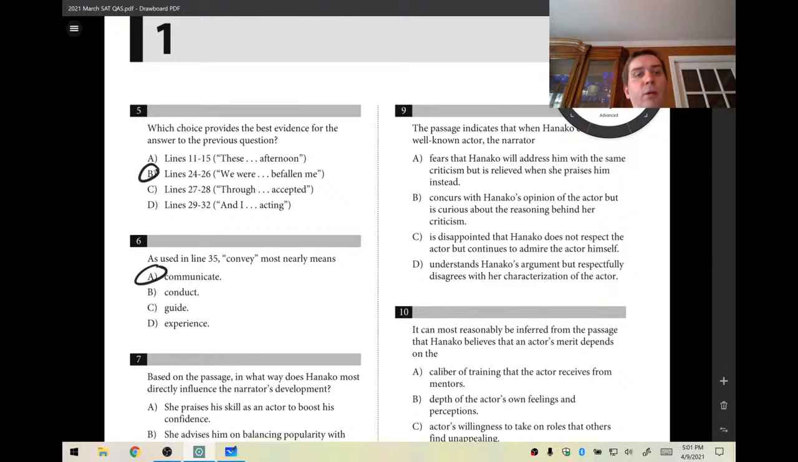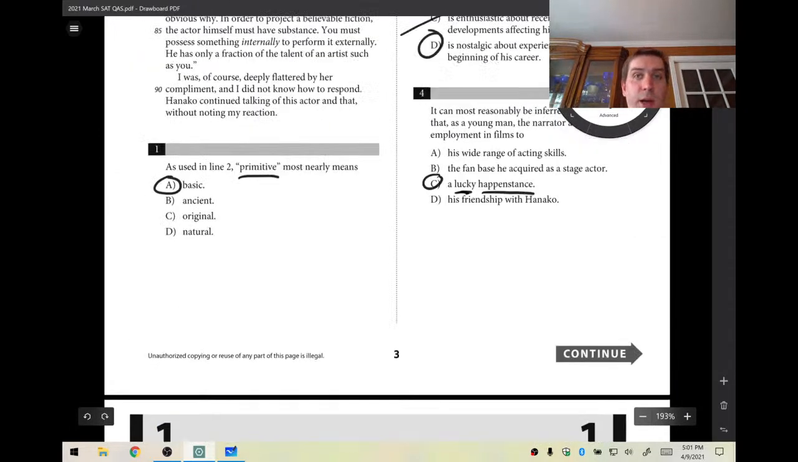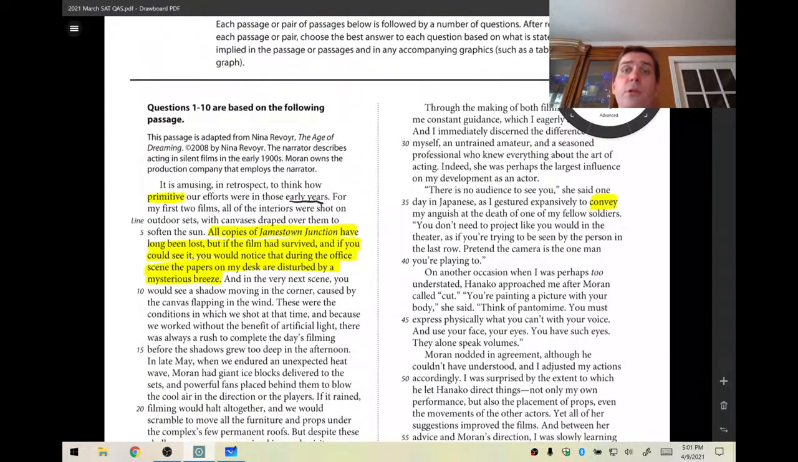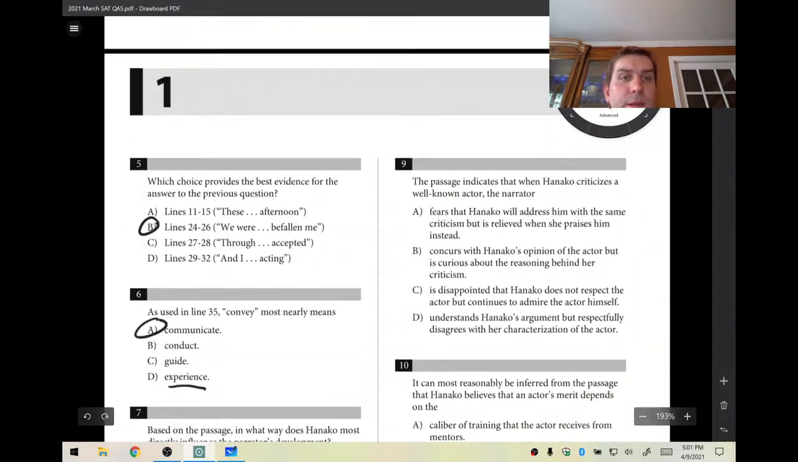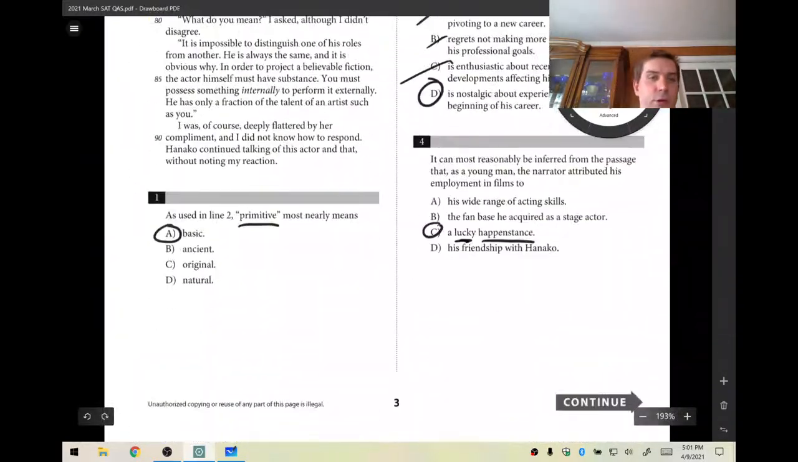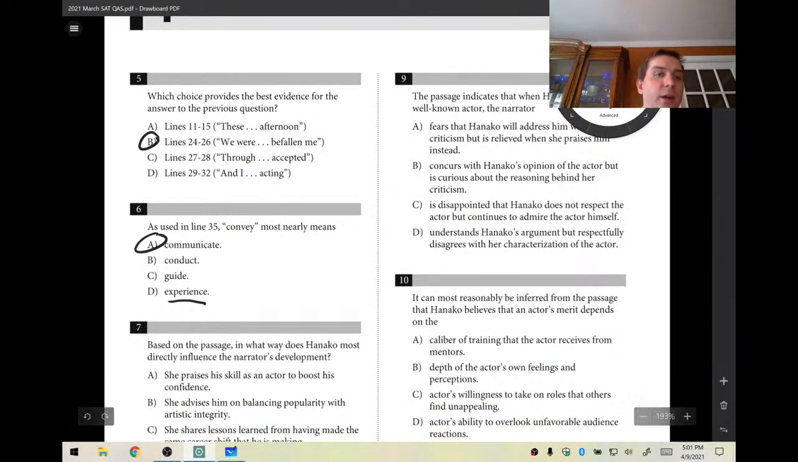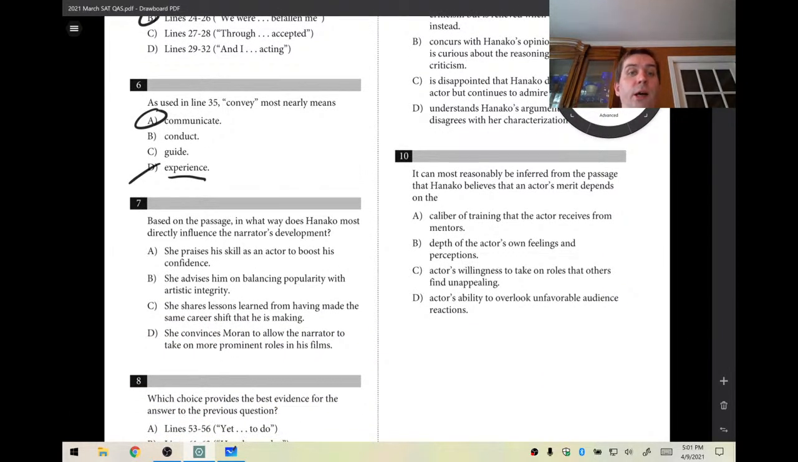Let's try a wrong answer. Let's try experience. It should make gibberish. I'm just going to read this word experience in for convey. See what happens. "There's no audience to see you," she said one day in Japanese, as I gestured expansively to experience my anguish at the death. That makes no sense. So always read the words back in the sentence. You can even check to make sure you have the right answer by trying the wrong ones. It should just produce gibberish. And it did. 7. Based on the passage, in what way does Hanako most directly influence the narrator's development?